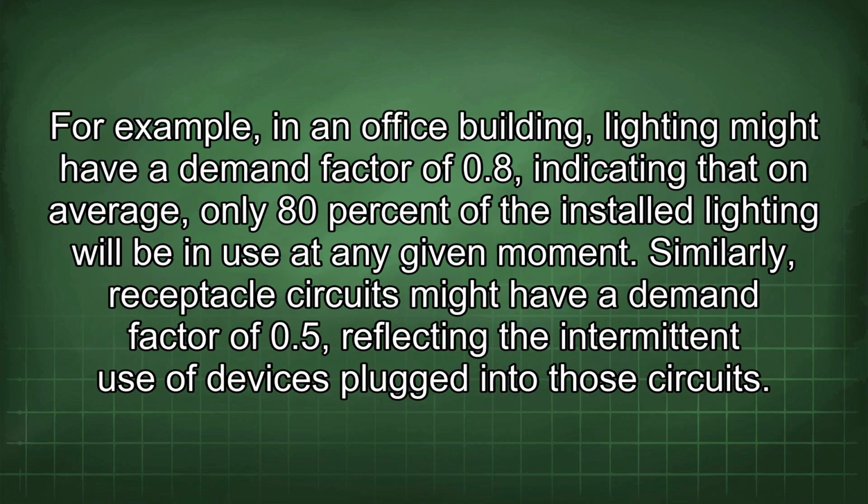For example, in an office building, lighting might have a demand factor of 0.8, indicating that on average, only 80% of the installed lighting will be in use at any given moment. Similarly, receptacle circuits might have a demand factor of 0.5, reflecting the intermittent use of devices plugged into those circuits.